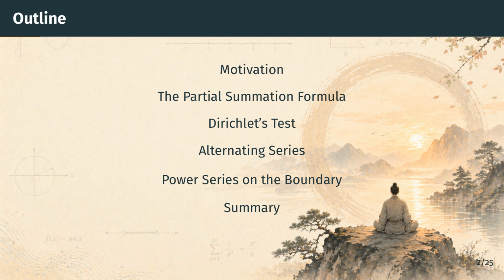We start with motivation, drawing the analogy with integration by parts and explaining why we care about sums of products. Then, we state and prove the partial summation formula itself, Theorem 3.41. With that tool in hand, we prove three applications: Dirichlet's test in Theorem 3.42, the alternating series test in Theorem 3.43, and a boundary convergence result for power series in Theorem 3.44. Finally, we summarize the key ideas.